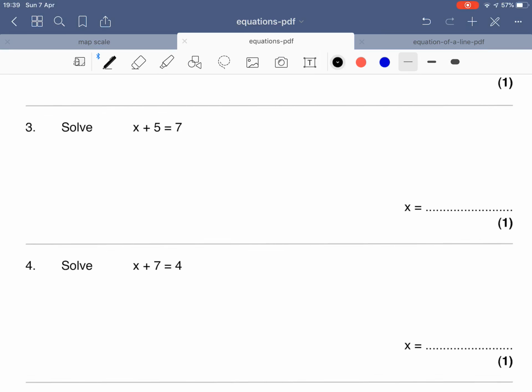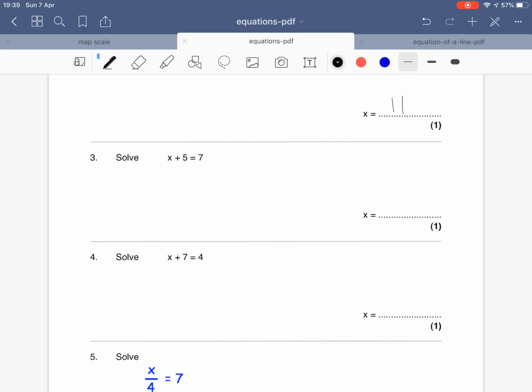Next one, something add 5 is 7. So you've got a number, this unknown, because we can replace numbers with letters and letters with numbers. Something add 5 gives me 7. I know that something is 2, because I just do the opposite here. Take away 5, and I get 2.